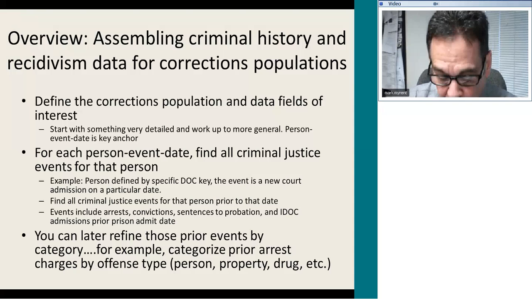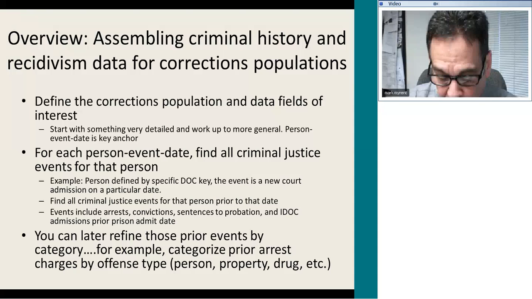And the idea is that we're going to build this on person event dates. What that means is that the primary base of that record is for a person, a specific date that they were either admitted to corrections or released from corrections. So when we combine the two data sets, we're going to be able to use that as our anchor. So for example, a person who's a new court admission on a particular date, we're going to be able to look at all the criminal history data prior to that date to get an idea of what they had done beside the committing offense.